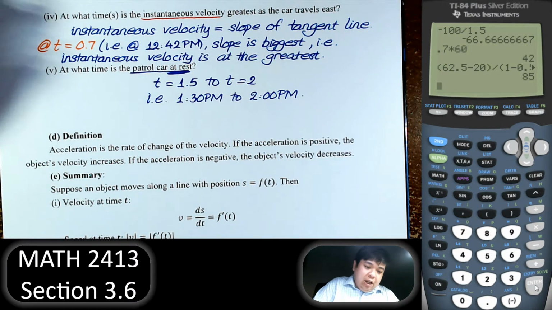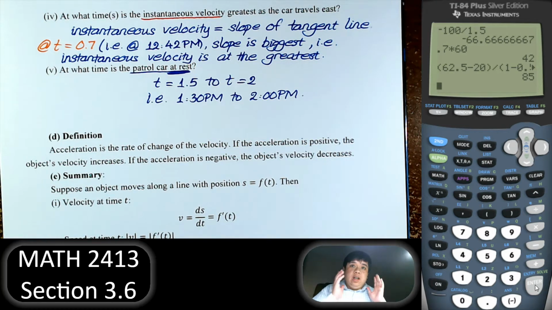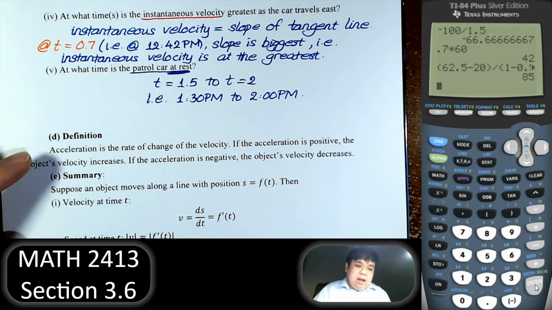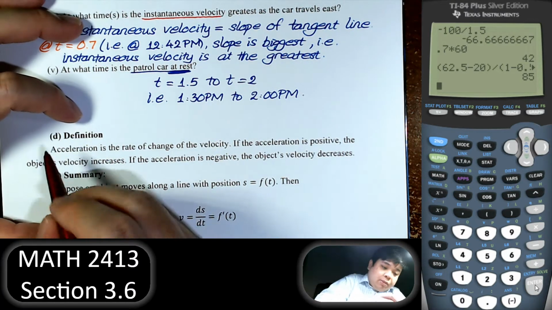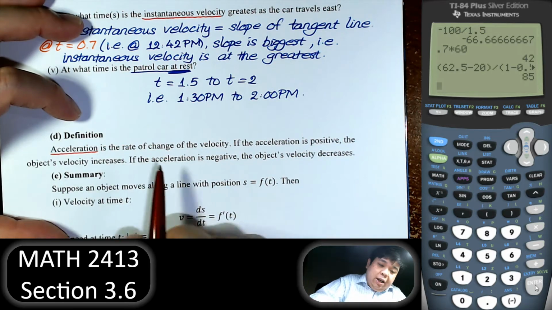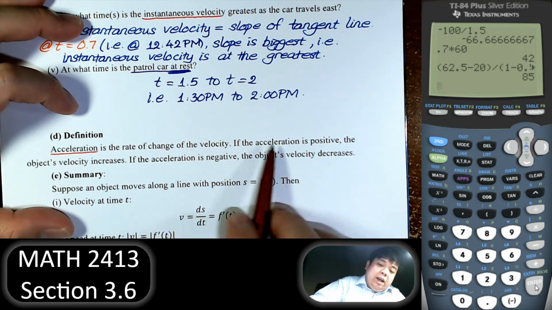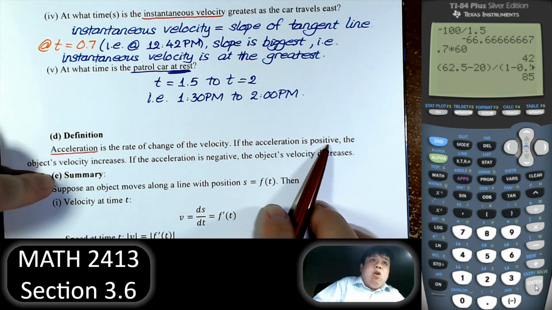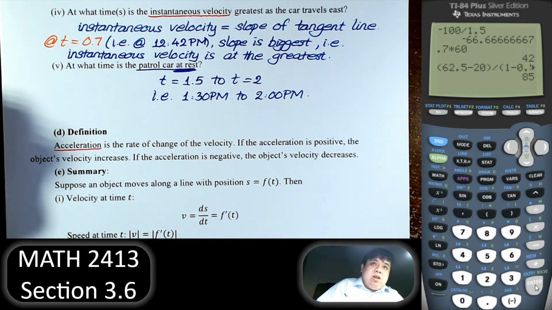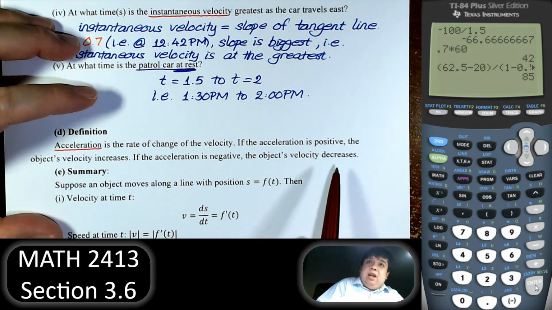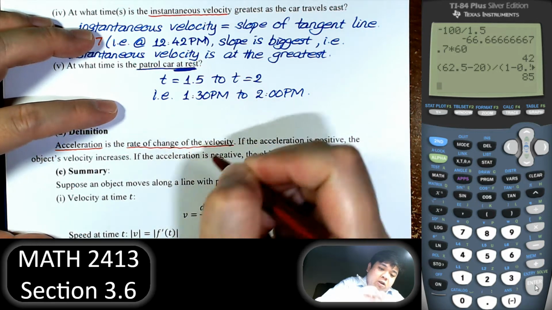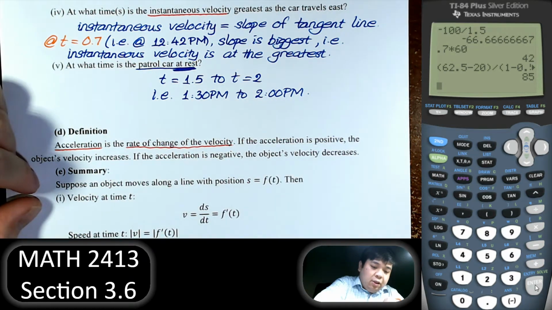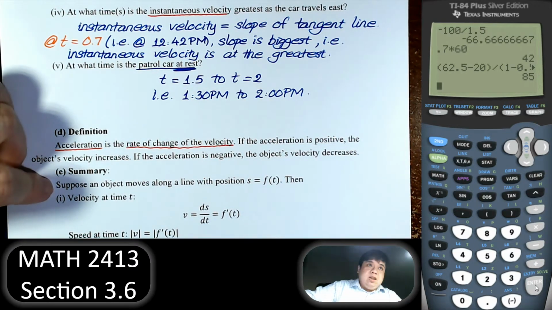Right, next. What we have up to this point is the position function f of t. Velocity is the derivative. Now we define the acceleration as the rate of change of the velocity. If the acceleration is positive, the velocity increases. If the acceleration is negative, the velocity decreases. So acceleration defines the rate of change of velocity. So this is what we have in summary.